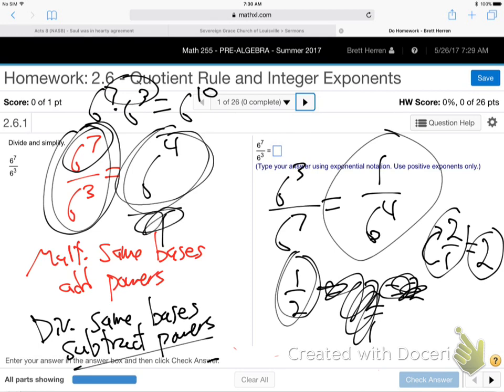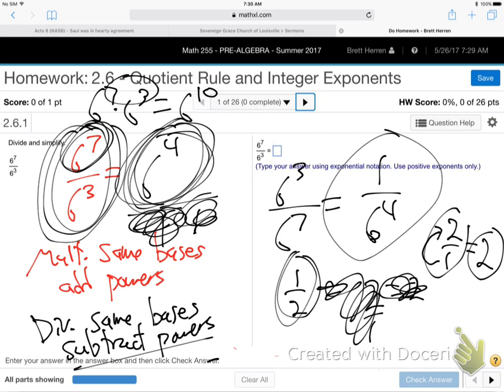Right? So anytime you have something alone, like 6 to the 4th alone, it's really over 1. It's really in the top. We just don't show it, because 1s in the bottom we don't show. So this one followed that rule. Bigger power in the top, answer in the top, so to speak.